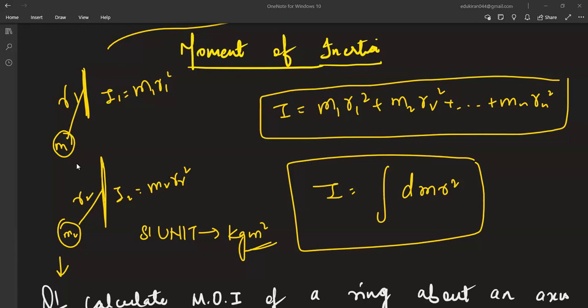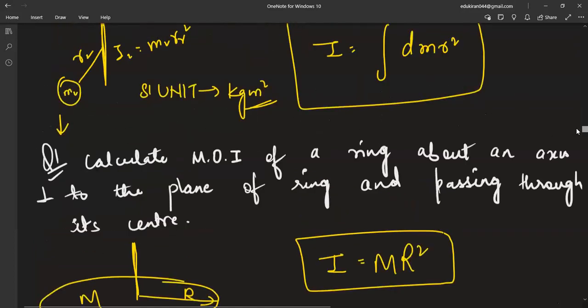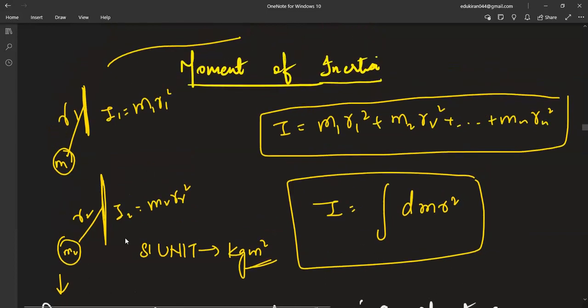Masses suspended? No. Masses are not suspended. I'm just telling you that if mass is there, like in this example, a disk was present. So mass is present, one axis is there. Even if the masses are separated from the axis, we'll consider it as R. This is not a suspension or something else. This is just a random figure that I've drawn.